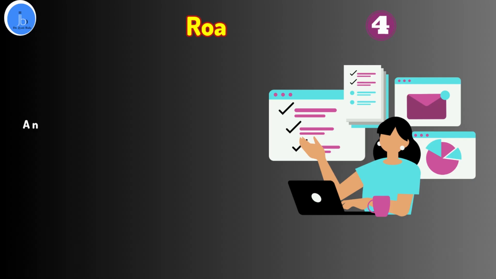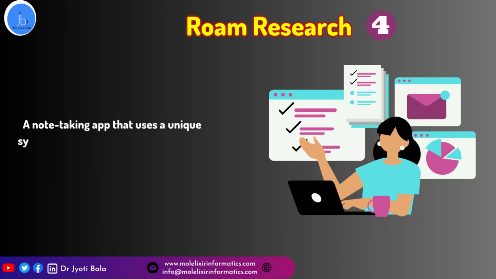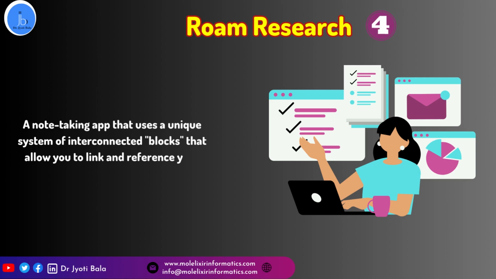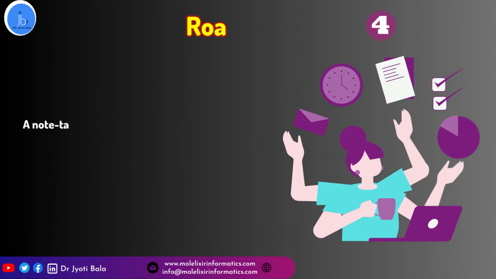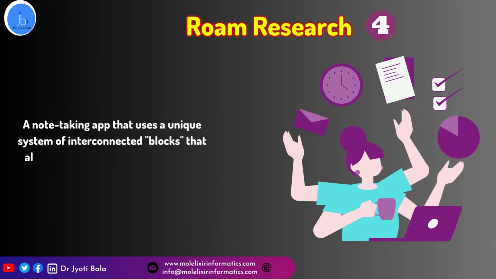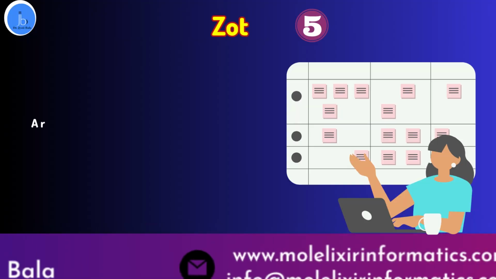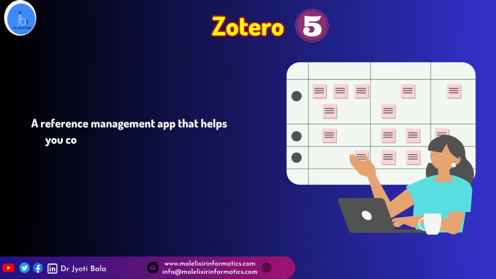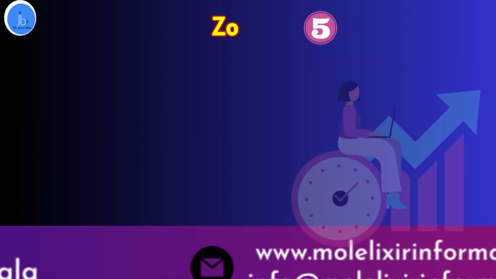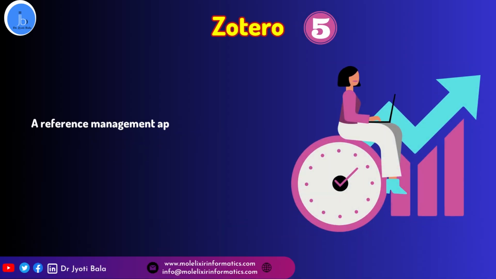You can also try Roam Research, a note-taking app that uses a unique system of interconnected blocks that allow you to link and reference your notes in a non-linear way. Roam Research is particularly useful for academic research and knowledge management. Another example is Zotero, a reference management app that helps you collect, organize, and cite your sources. Zotero can automatically extract metadata from web pages and PDFs and generate citations and bibliographies in various styles.